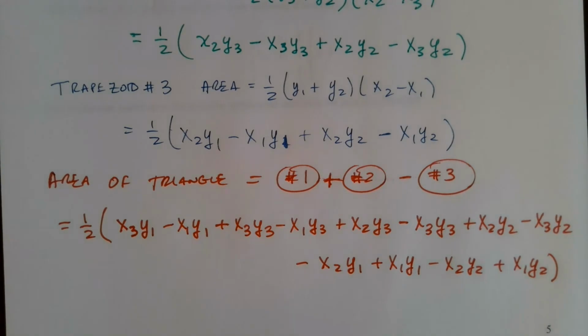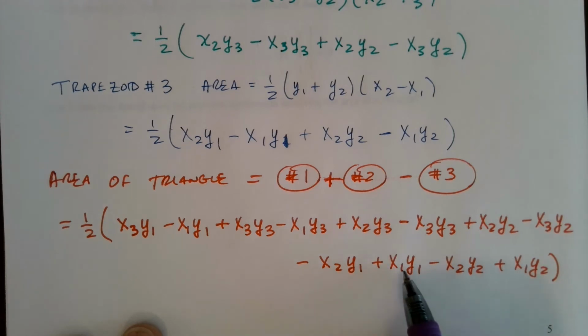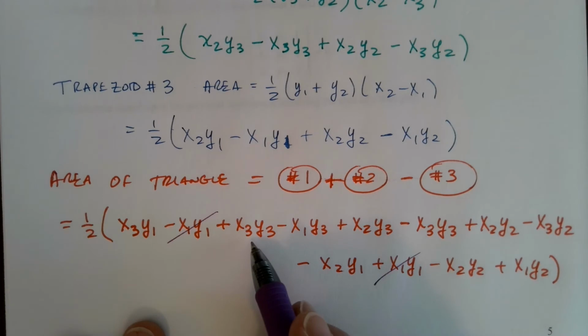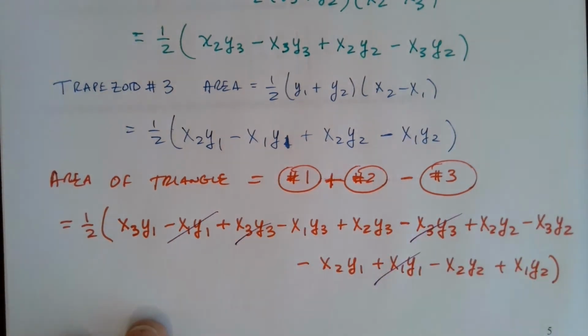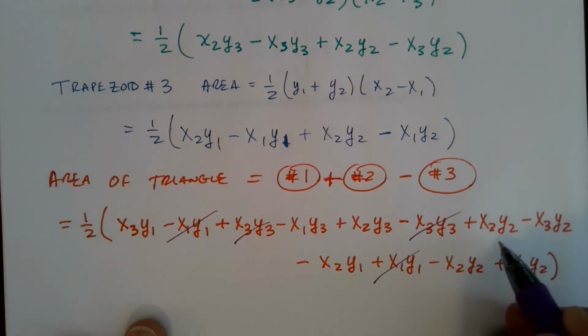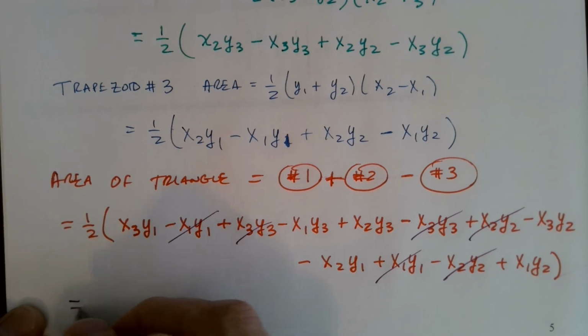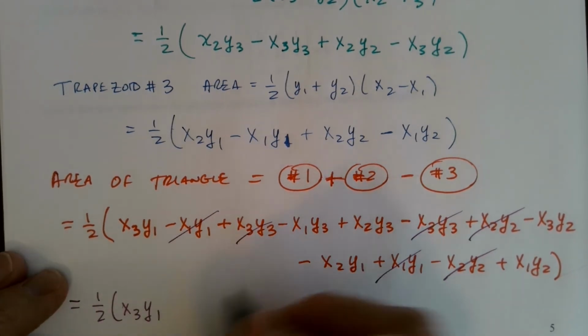But now we do see some simplifying, and if you look in there you'll see some like terms, and they're actually the ones where the subscripts are the same. So look at negative x1 y1 and positive x1 y1. Those combine to 0. Positive x3 y3, negative x3 y3. Those are gone. And then positive x2 y2 and negative x2 y2. Okay. And so we're left with 1/2. Just write the things that are left.